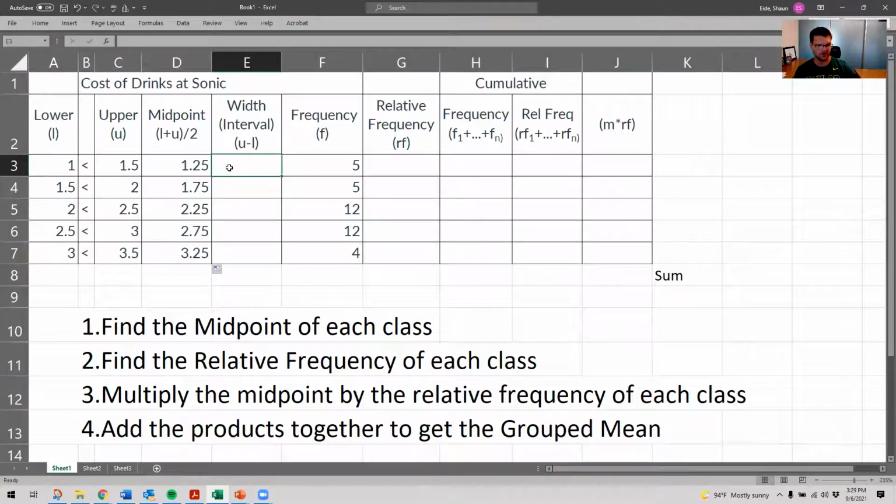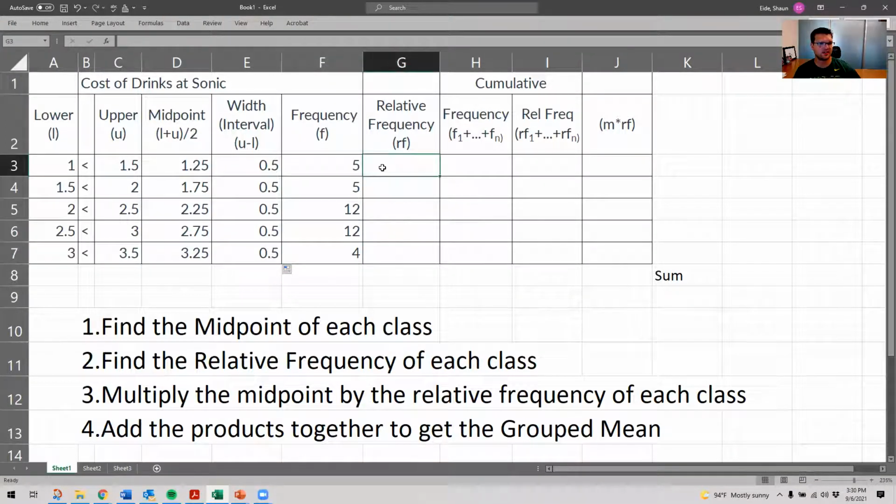This is really straightforward. All of the intervals are going to be the exact same, and it's going to be literally the upper minus the lower. So we've got the width, and these should all be identical. If they're not, you've got to have a really good reason for them not being identical, but we probably won't touch that in this class.